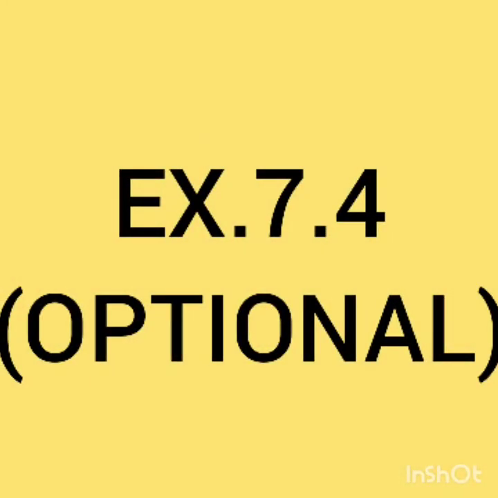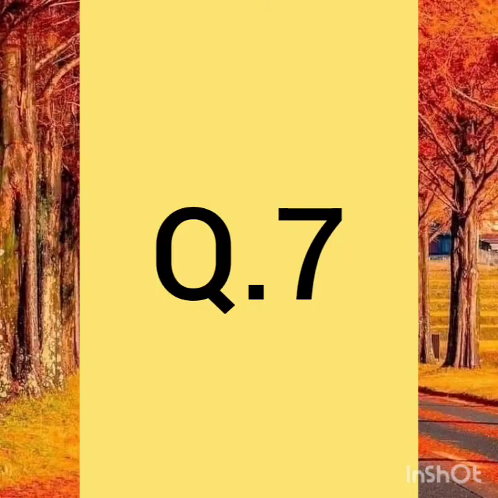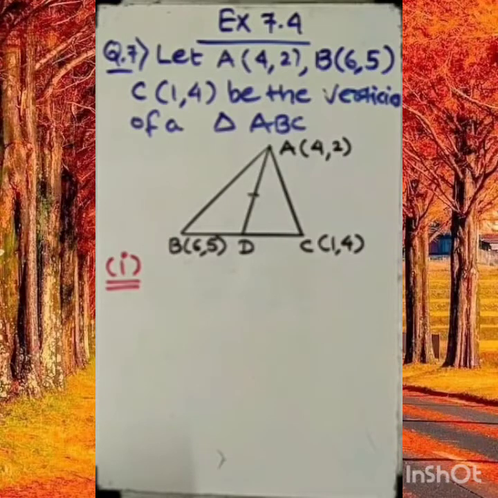So, my dear student, here is exercise 7.4. It has two most important questions. That is an optional exercise though, but these questions are quite important for understanding purpose. It is all based on altitude and median of the triangle.